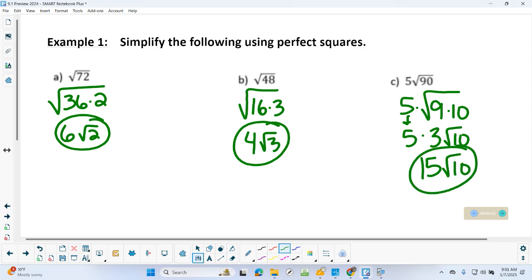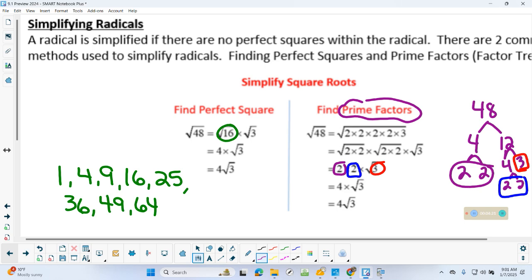So this is kind of how I lean towards doing them, with the perfect squares. Again, it doesn't matter. We're going to do the next round with the factor trees. So I'm going to do it the purple style over there. I'm going to show you that style too. On your homework, it just says simplify. You do whatever makes the most sense to you.